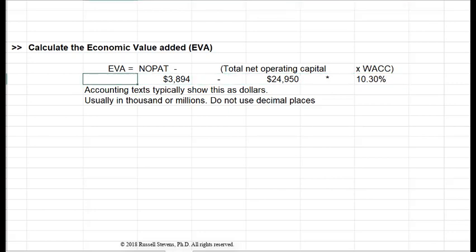To enter the formula, start with an equal sign, highlight the 3894, type in a minus sign, type an open parenthesis, highlight the 24,950, type in a star for multiplication, highlight the 10.3%, type a closed parenthesis, and press enter. The EVA shows $1,324,000, but does not display the three trailing zeros.